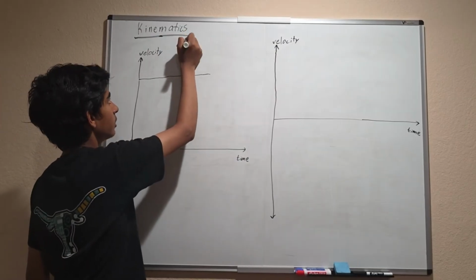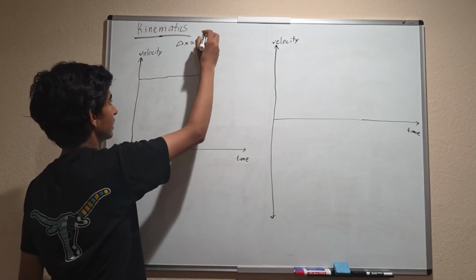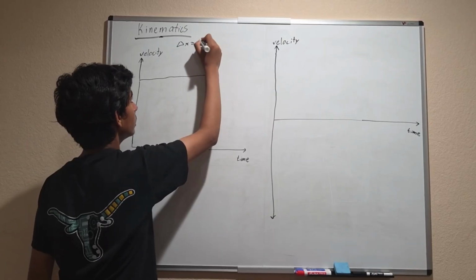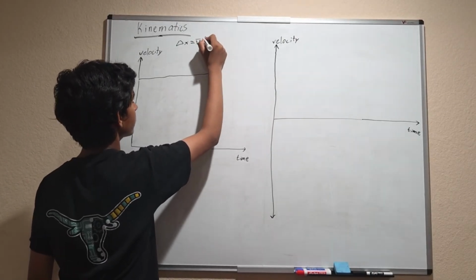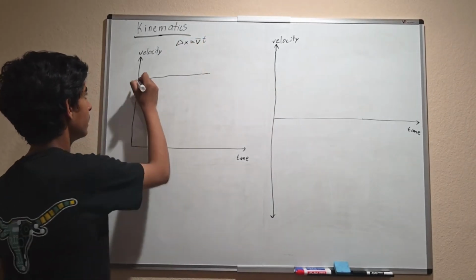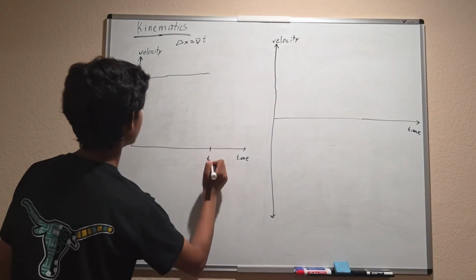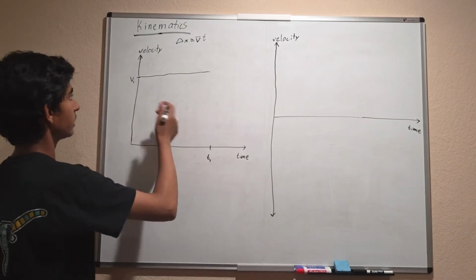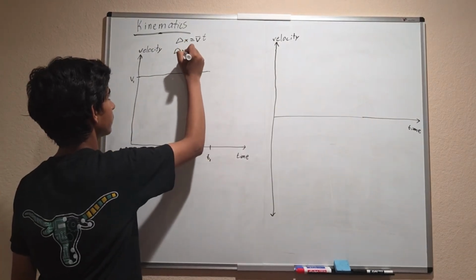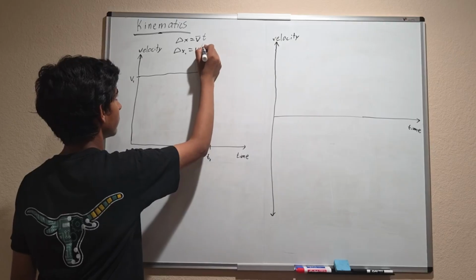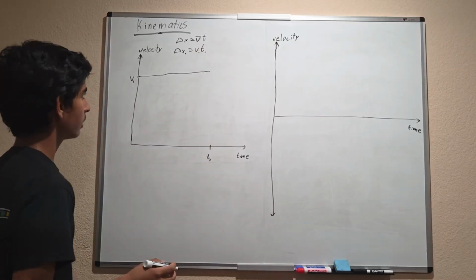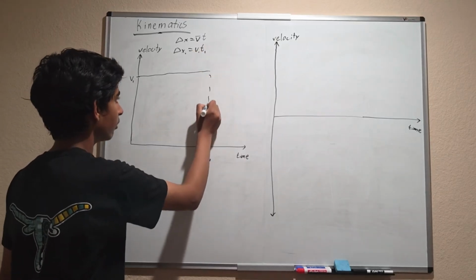And we know that no matter what velocity the object is going, the average velocity times the time is equal to the displacement. If this is v1 and it's going until t1, we know that the displacement of an object that went through this is v1 times t1. But that's the area of this rectangle.